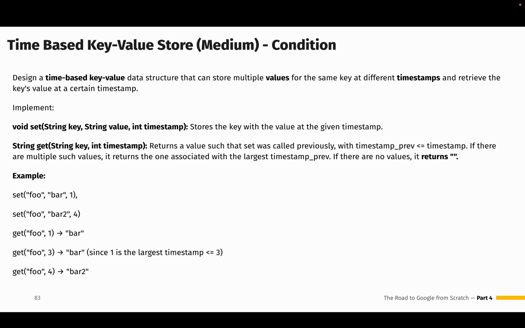it will return a value such that set was called previously with timestamp_prev less than or equal to timestamp. If there are multiple such values, it returns the one associated with the largest timestamp_prev. If there are no values, it returns nothing, so an empty string. And below you can see that we have an example, so you can check and better understand how it works. So now let's answer some questions.